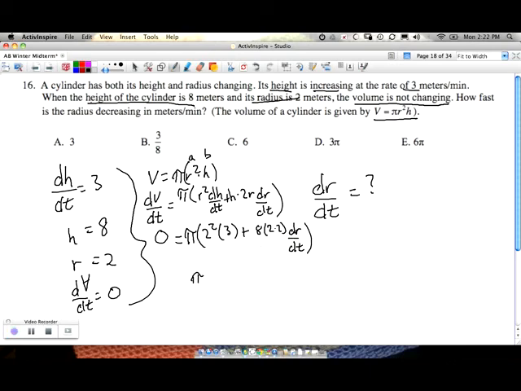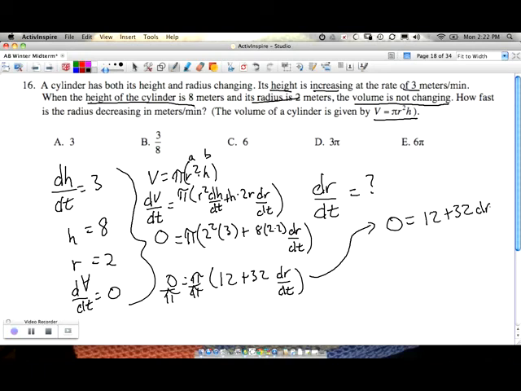Okay, let's simplify a little bit more. We'll still have pi times 2 squared is 4 times 3 is 12. 8 times 2 times 2 is 32 dr/dt. That equals 0. Solving this a little more, if I divide both sides by pi, 0 divided by anything is still 0. So we have 0 equals 12 plus 32 dr/dt. Simplifying, we'll have negative 12 equals 32 dr/dt.